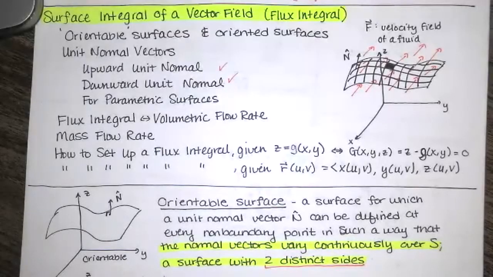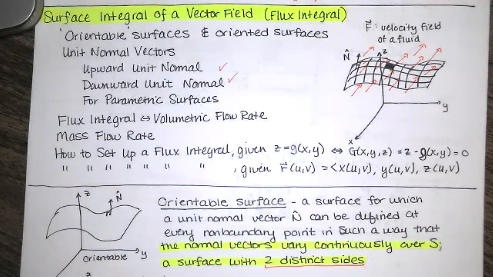This video is about surface integrals of vector fields, or flux integrals. We're going to discuss orientable surfaces and oriented surfaces. We'll talk about how to find the upward unit normal and downward unit normal given z is a function of two variables, x and y. And we'll talk about how to find the unit normal vectors for parametric surfaces.